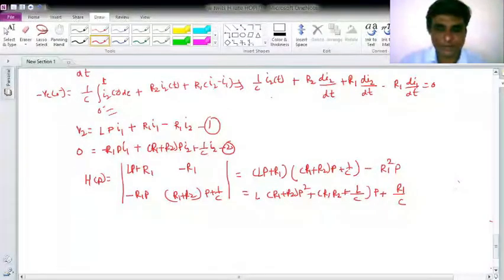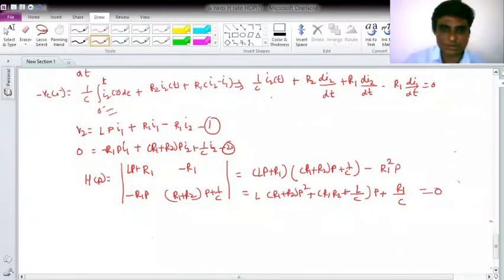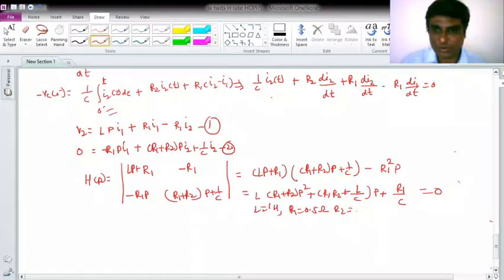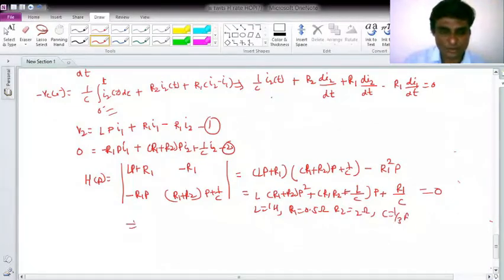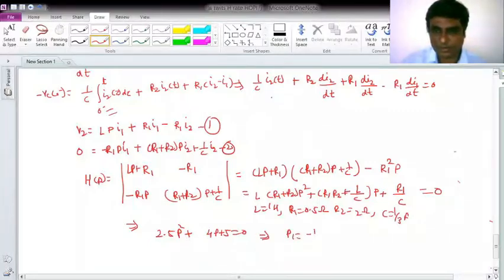Fine, and obviously this has to be equal to 0 to get the roots. If I put in the values of L, which was 1 Henry, R1 was 0.5 ohm, R2 was 2 ohm, and C was 1/3 farad, I get 2.5 P square plus 4P plus 5... which is 0. Finding the roots, I get 2 roots: one will be -1, second will be -0.6.